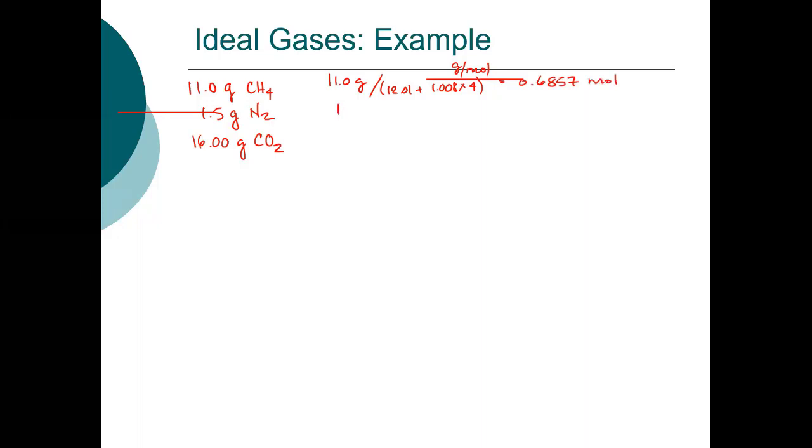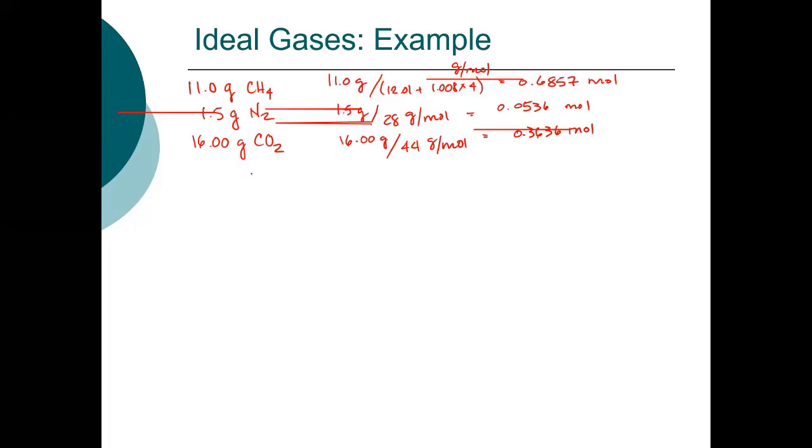We'll do the same for nitrogen. Divide that by the molecular weight of nitrogen, and that is equal to 0.0536 moles. And we have 16.00 grams of CO2. We'll divide that by the molecular weight. It's 44 grams per mole, and that is 0.3636 moles.